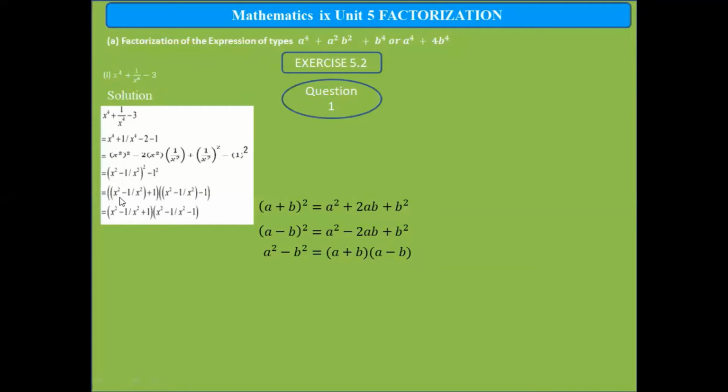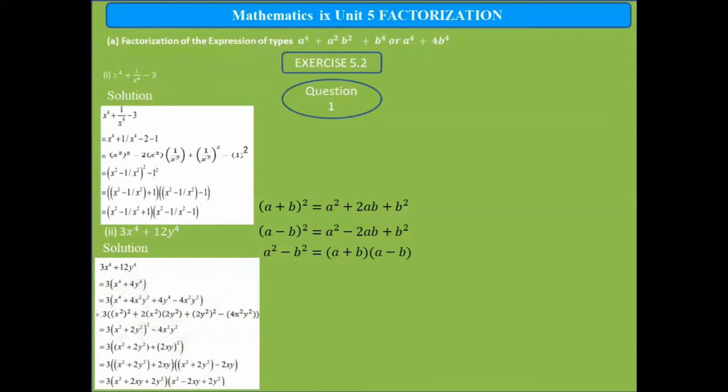So this is the factorization. Again, part 2: 3x raised to power 4 plus 12y raised to power 4. Solution. We can take common 3 from these two terms. So this can be written as 3 into x raised to power 4 plus 4y raised to power 4.